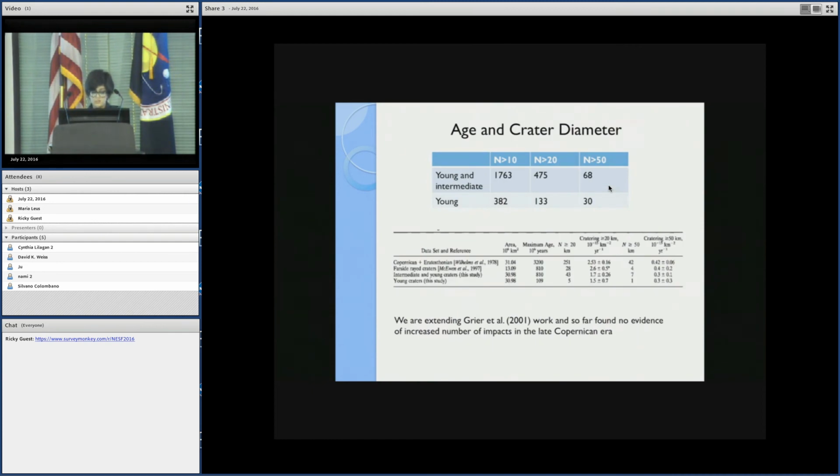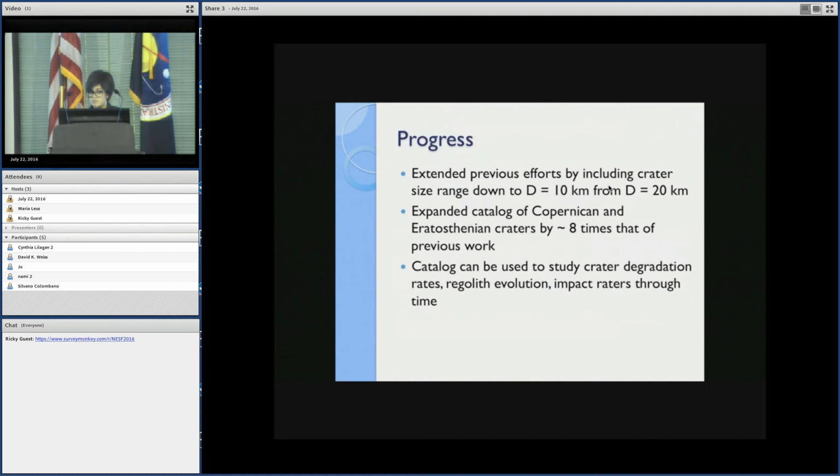We also extended Greer's effort and so far found no evidence of an increased number of impacts in the late Copernican era. And as expected, we found more smaller craters than larger.